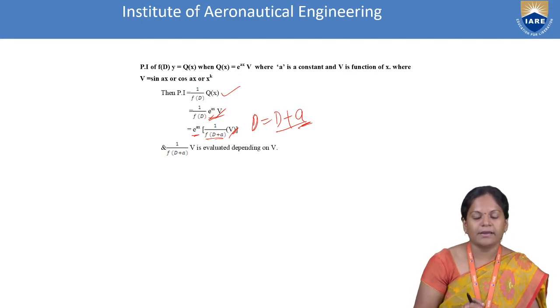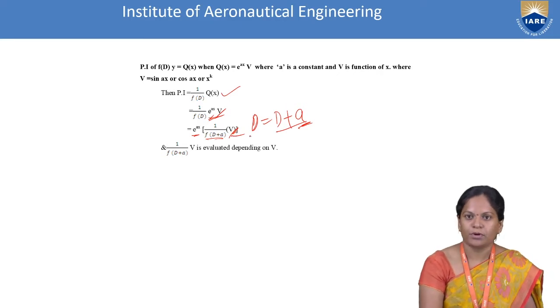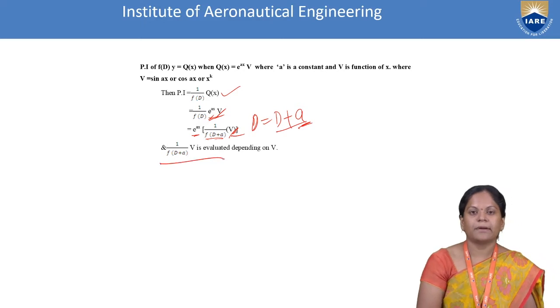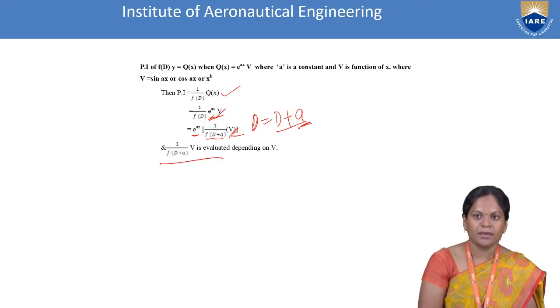Just replace d with d plus a, write the exponential in the left-hand side and keep it aside, and now solve for the 1 by f of d plus a into v term. V is either sine, cos or x power k. Now we have to evaluate 1 by f of d plus a into v, which depends upon the v term.